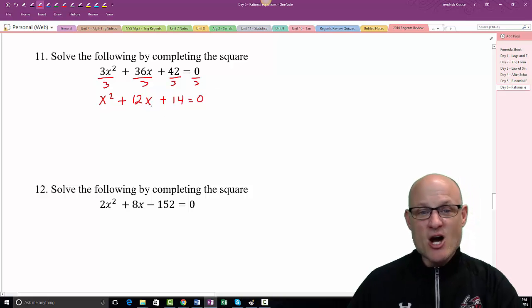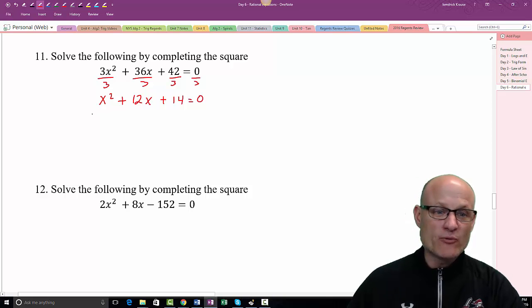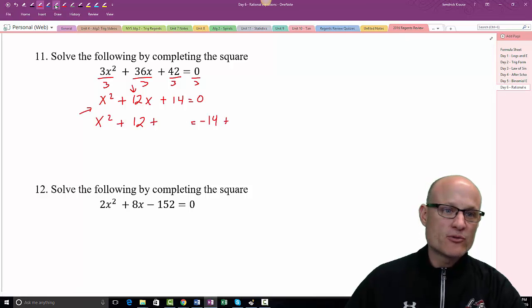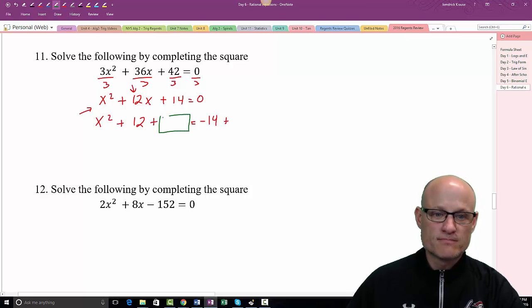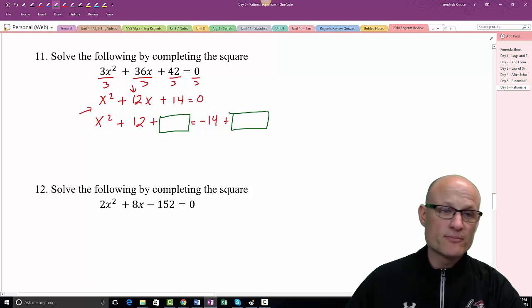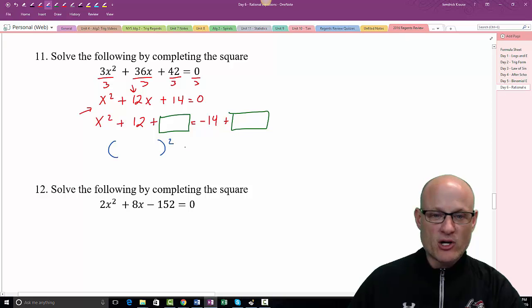Okay, so now I have what I need. I need my leading coefficient to be 1, and I need my middle term to be positive. That's step 1. We got that. Step 2 is to move the constant over to the other side and write with 2 boxes. We're going to write it with 2 boxes, or 2 squares. All right, so in this parentheses square, that's why we call it completing the square, because we're going to create a perfect square trinomial.